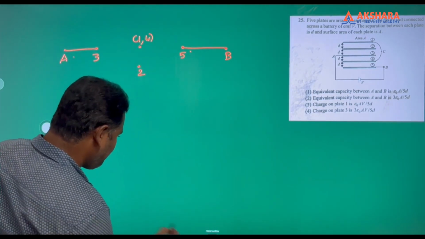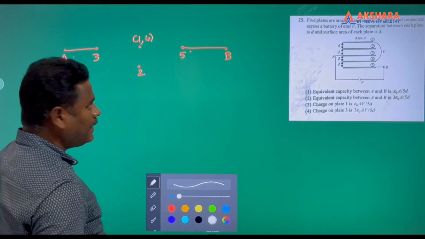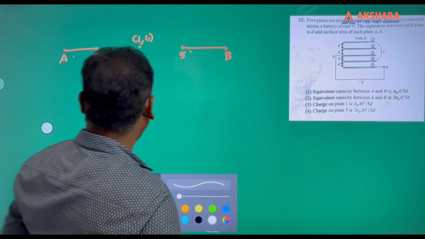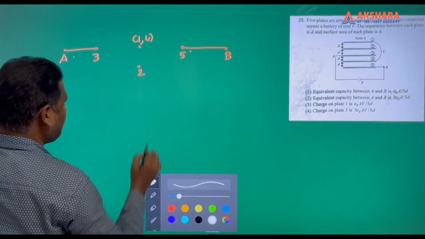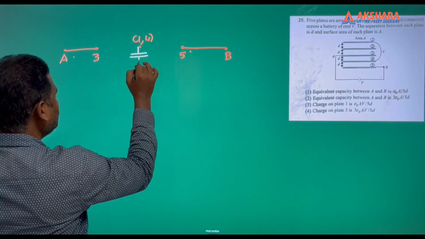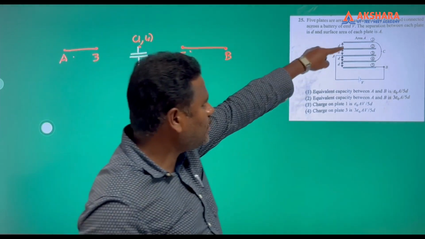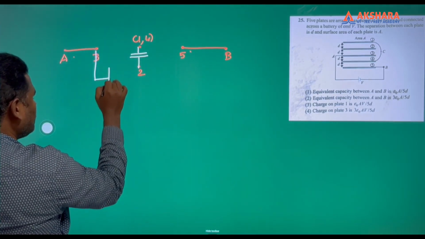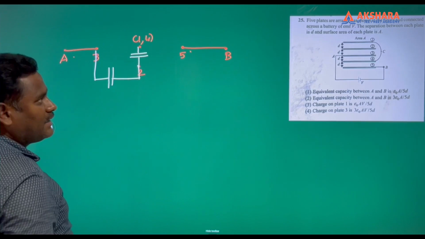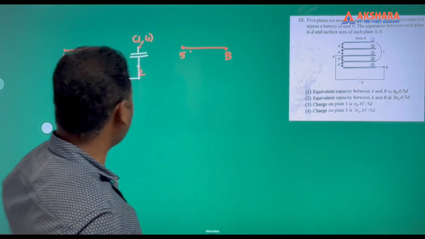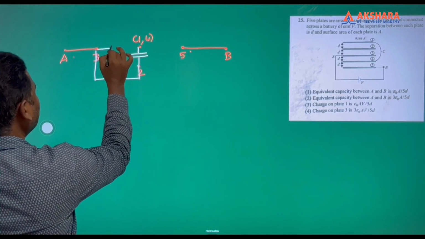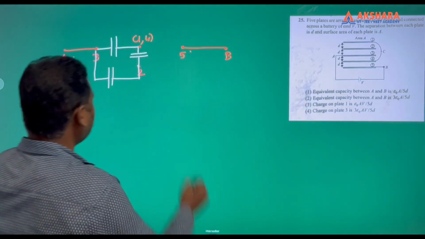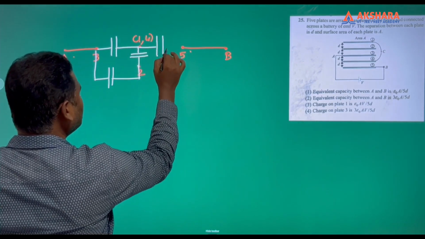Now, carefully follow. First capacitor is between 1 and 2. Here 1 is there, here 2 is there, we will get one capacitor. Next, 2 and 3 will form one capacitor. Where is 2? Here 2 is there, here 3 is there. Next, 3 and 4 will form one capacitor. Next, 4 and 5 will form one capacitor. Here 4 is there, here 5 is there.